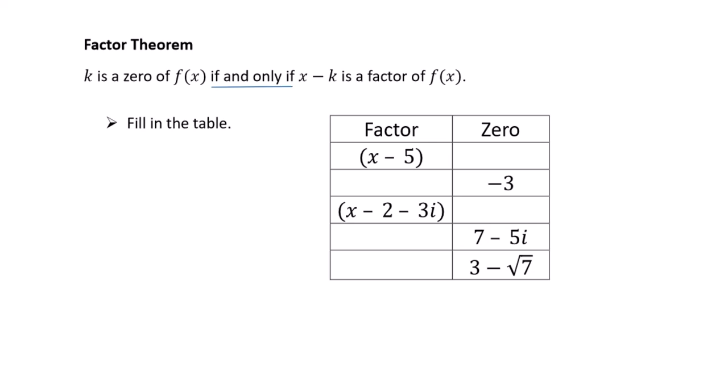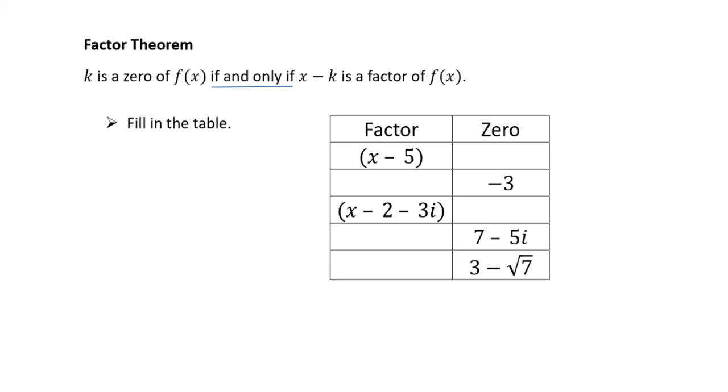So this also means k is a zero of f of x if x minus k is a factor of f of x, or x minus k is a factor of f of x if k is a zero of f of x. So in this way we can see factors and zeros are closely related, and we can use them to help us find the information that we need for polynomials. So let's fill in this table.